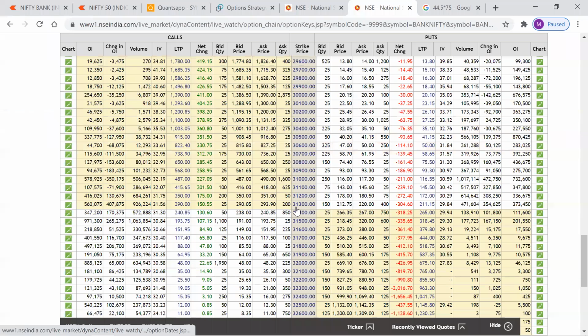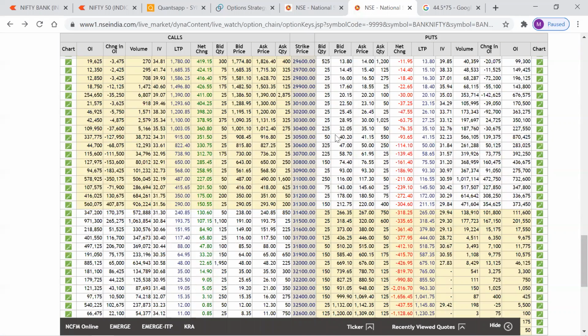Now see, 31,300 and 31,400 are at the money strikes, at the money strikes for both calls and puts as well. Now see, if you select 30,600 put, this is put, and imagine that you have selected 30,800.